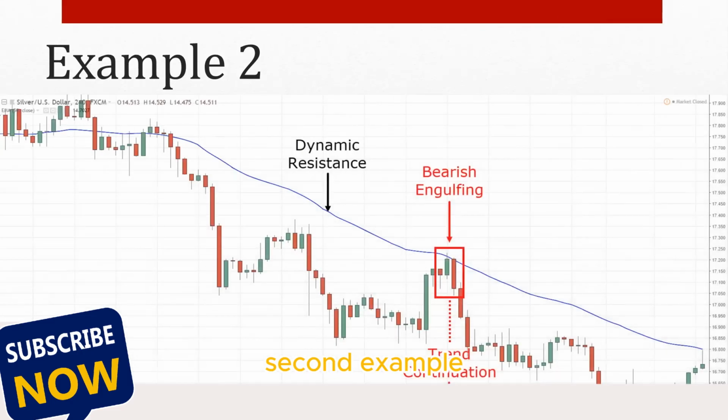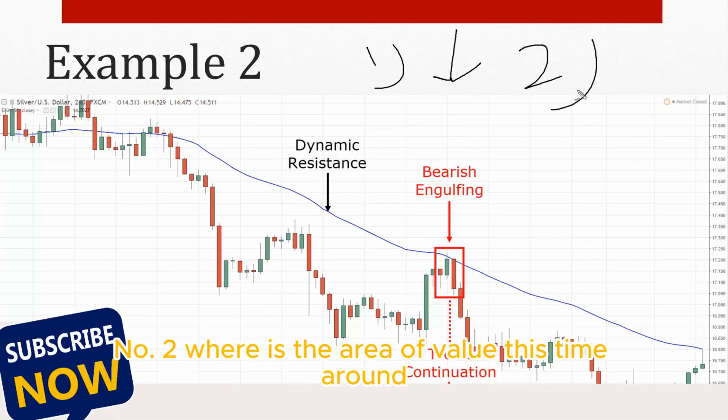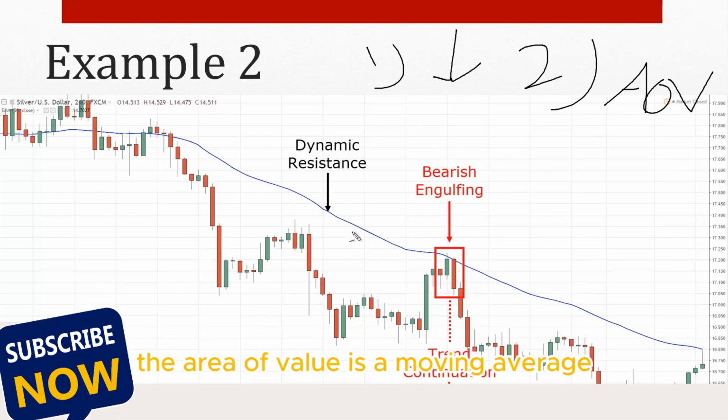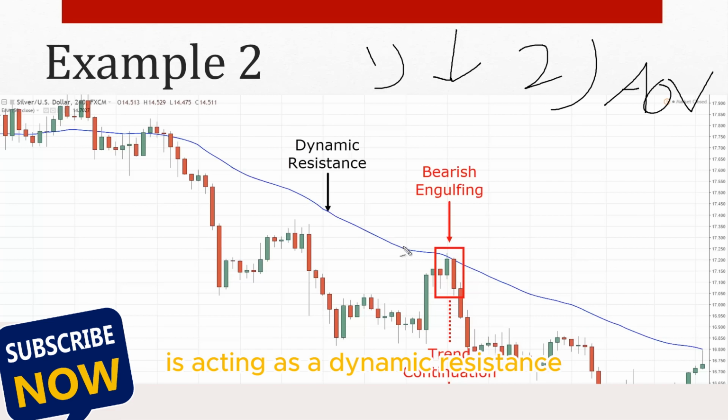Second example, right, what is the trend? Number 1, what is the trend? Trend is, well, down, right, downtrend. I can see that the price is coming down lower. Number 2, where is the area of value? This time around, the area of value is a moving average. This is the 50-period moving average, right? It's acting as a dynamic resistance.